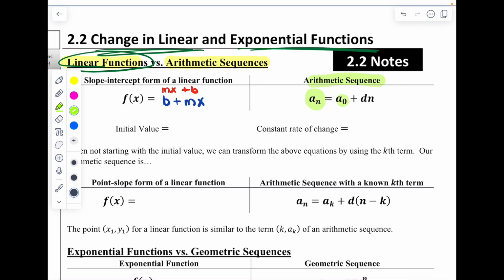So a sub 0, our initial value, is like the starting value, the y-intercept, and d, the common difference, times n, is very similar to mx because it's a rate of change, or that common difference times whatever interval we're looking at. So we know that this initial value on the left is the same as our a naught, or that y-intercept. And our constant rate of change for our arithmetic sequence is the common difference, or the slope. So these are where we are similar.